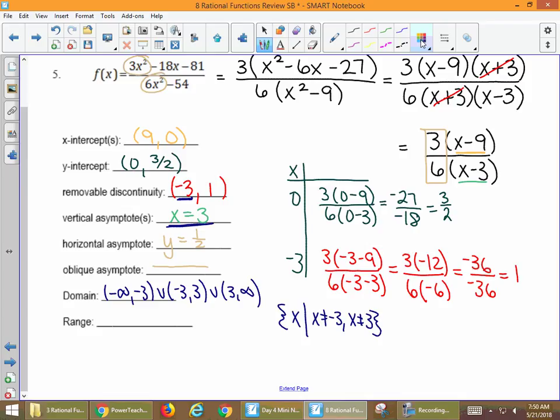For range, we're going to exclude our horizontal asymptote and the y value of our removable discontinuity. So negative infinity to 1/2, 1/2 to 1, 1 to infinity. Or y such that y cannot equal 1/2, y cannot equal 1.